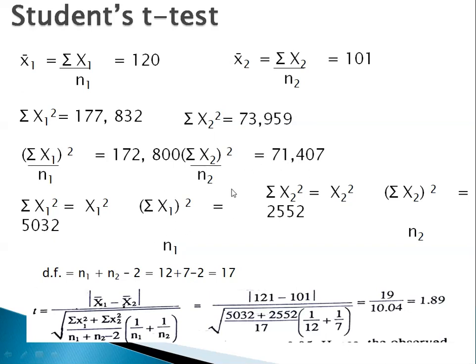So again we need to find out the degree of freedom. The formula for that is n1 plus n2 minus 2. So 12 plus 7 minus 2 and you will get the answer, that is 17.